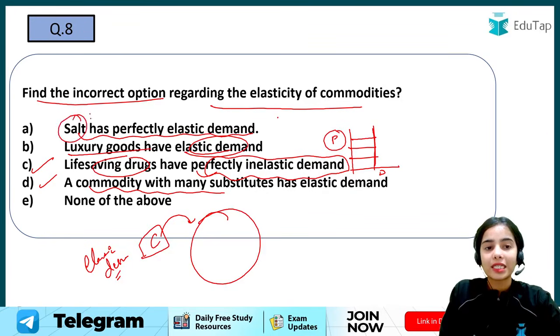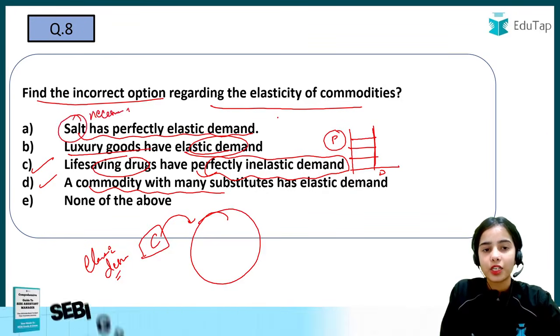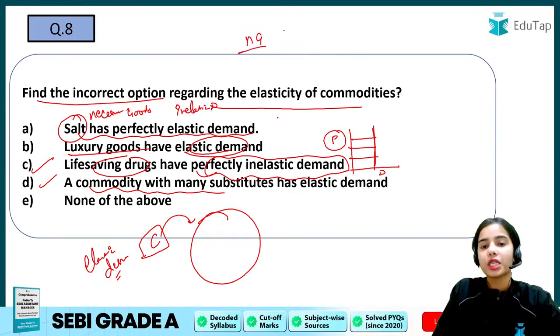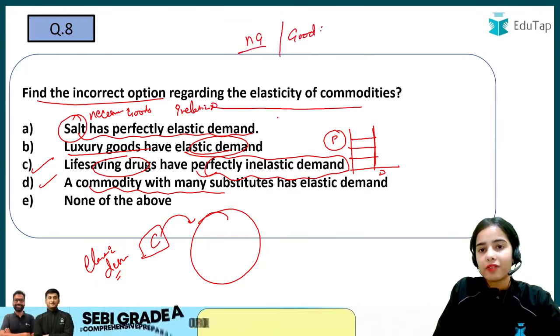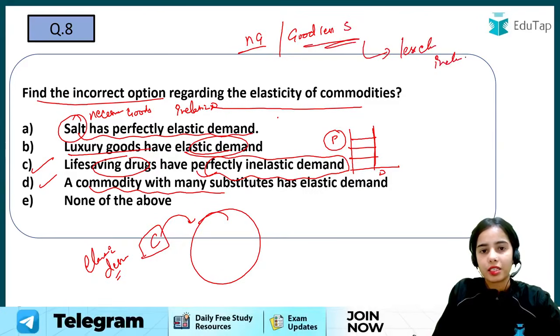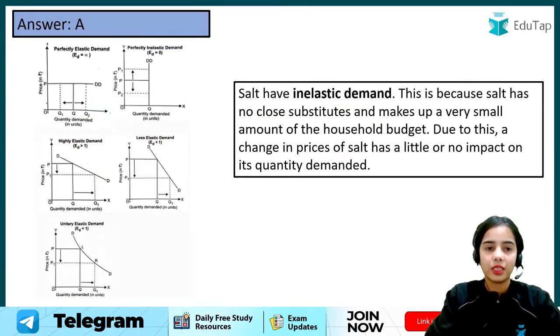No. Salt is a necessary good, and necessary goods have inelastic demand. So remember that necessary goods, that is, the goods that have fewer substitutes, have less elastic demand or inelastic demand. Okay, so A is the incorrect option and that's why A is the answer.